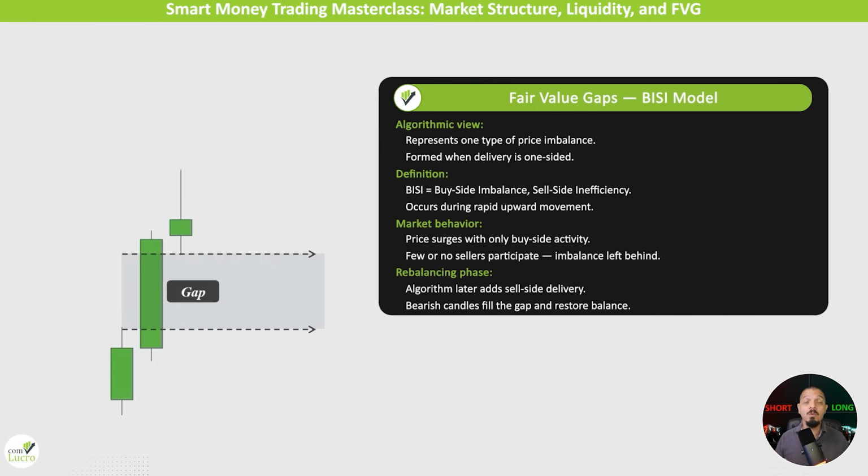To restore equilibrium, the algorithm later seeks to offer sell-side delivery. For example, forming one or more bearish candles to fill the gap and re-establish efficient price action.